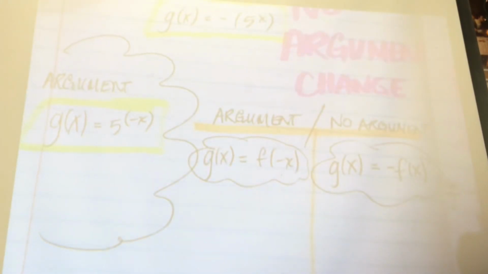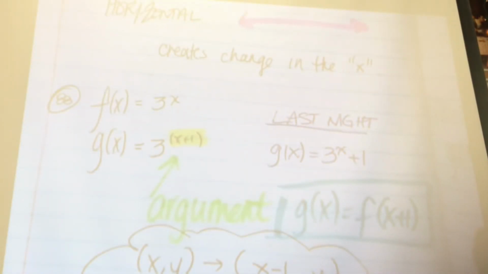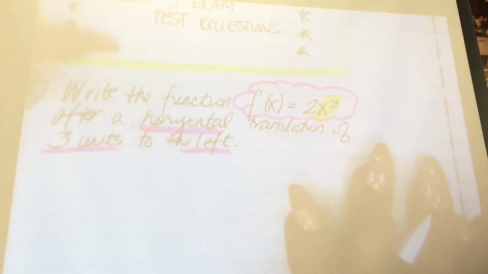I got some red vines from when you're ready. 1 hand, 2, 3. Find it in your notes. For a horizontal translation, is there an argument change or not? 5 hands, 6, 7, good.